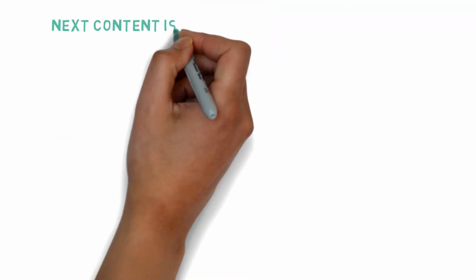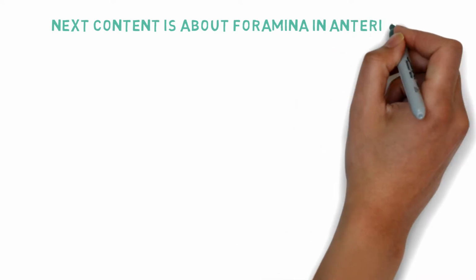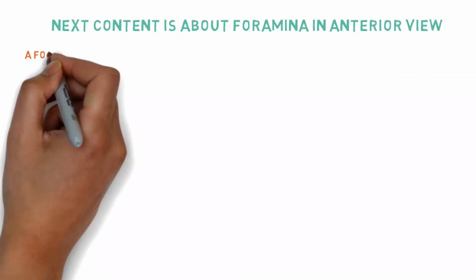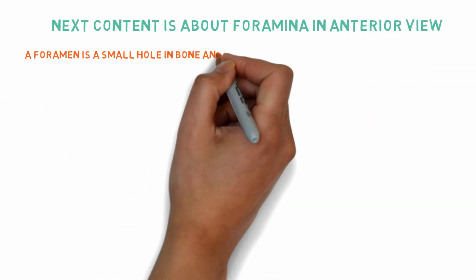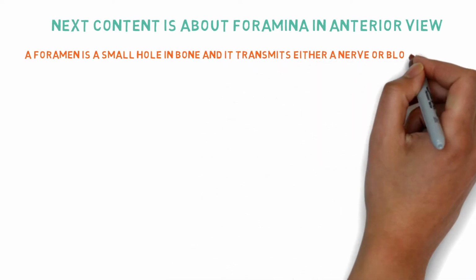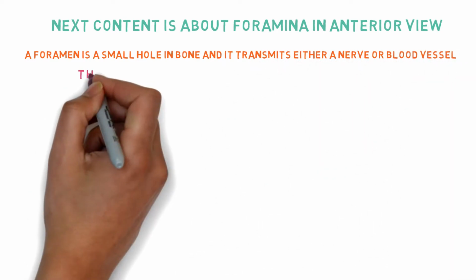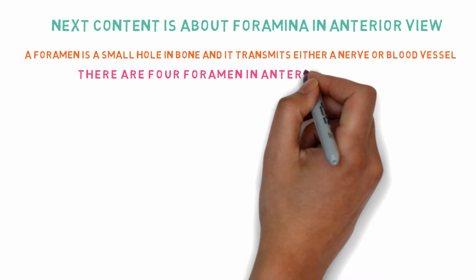Next content is about foramina in anterior view. A foramen is a small hole in bone and it transmits either a nerve or blood vessel. There are 4 foramina in anterior view.